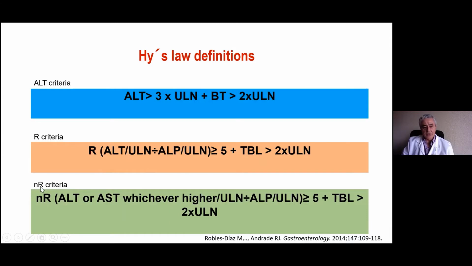the presentation, and we have refined the Hy's law by proposing a new R, which uses AST or ALT, whichever is higher, in this ratio. And this is because we observed that AST was highly predictive of the risk of fulminant liver failure at presentation of DILI.